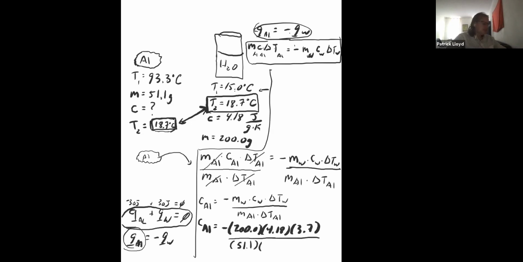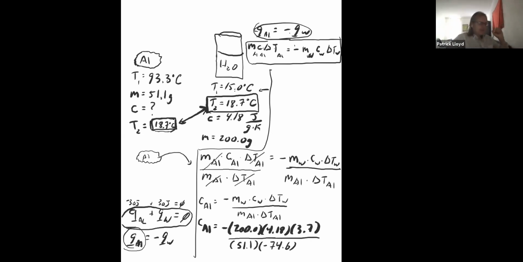And then the change in temperature of the aluminum is negative. It went from 93.3 down to 18.7. So that would be negative 74.6. Let me just check that to make sure. 93.3 minus 18.7. Yes, negative 74.6, right? Remember, it's negative because you're going from 93.3 down to 18.7, okay?